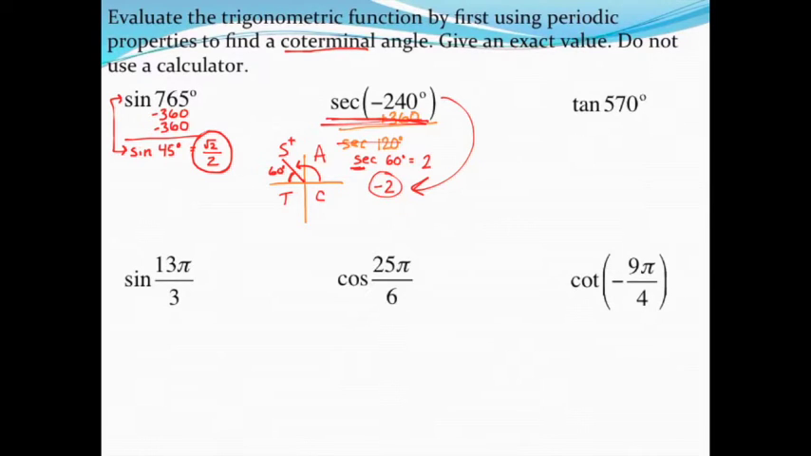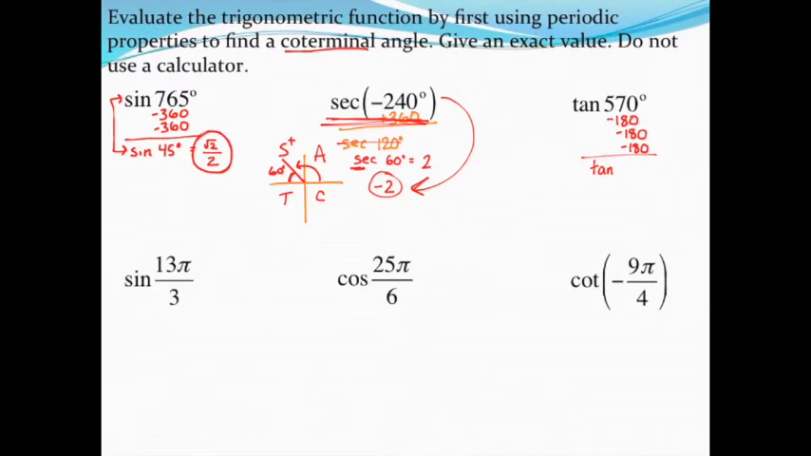Okay, let's try tangent of 570. Recall that tangent had a separate period. It wasn't 360. The period of a tangent function is actually just 180. So you don't need to subtract 360. You can actually go by smaller increments. I've done this one ahead of time, and if I subtract 180 three times, remember, you can do it as many times as you want to, that's enough to get me down to an angle that's a little more convenient.